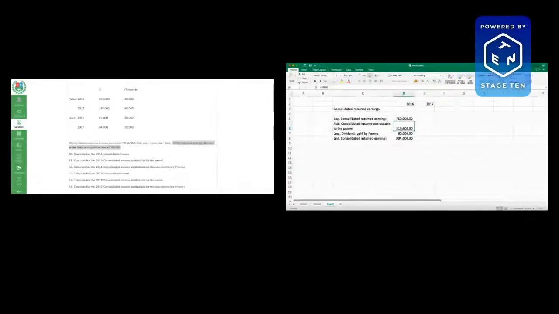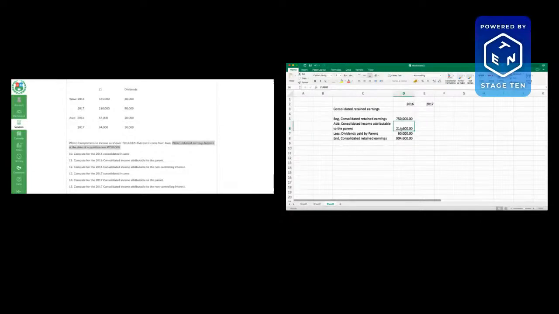You have to solve for the income from its own operations. You have to solve for the adjusted income of the subsidiary. Then you have to deduct the share of the non-controlling interest, the share of the minority shareholders, from the adjusted income of the subsidiary. Okay?